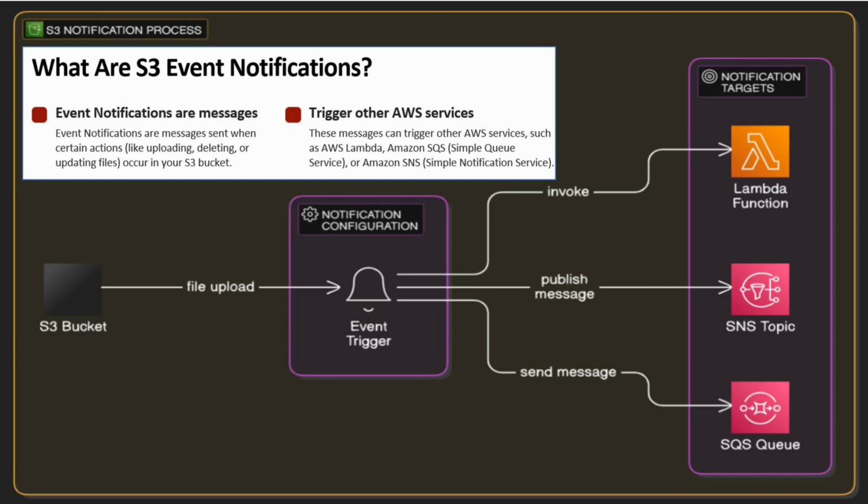What are S3 event notifications? Event notifications are messages sent when certain actions occur in your S3 bucket, like uploading, deleting, or updating files. These messages can trigger other AWS services like AWS Lambda, Amazon SQS, or Amazon SNS.